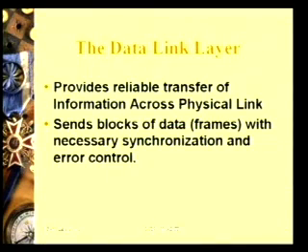Now once we move from the physical, what is the next layer? Well, the next layer is called the data link layer. Now what are the objectives of data link layer? The data link layer provides reliable transfer of information across physical link. So it sits on top of the physical layer. It sends blocks of data which are called frames with necessary synchronization and error control.